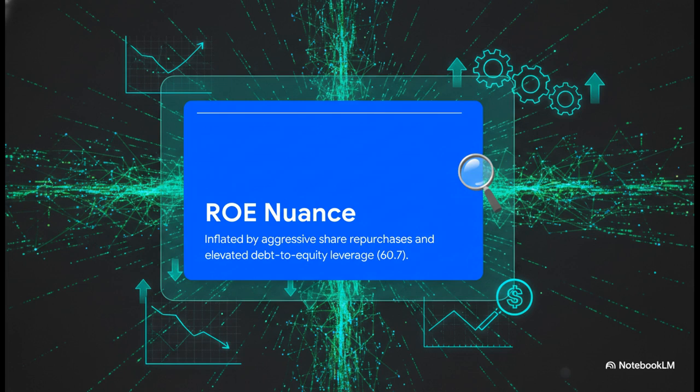If we step back and look at this like a skeptical auditor, that 25.7% ROE isn't purely operational excellence, it is artificially inflated. How? Well, PayPal has been executing massive aggressive share repurchases, which shrinks the total ordinary shares from 993 million down to 920 million. When you shrink the equity denominator, ROE mechanically goes up.